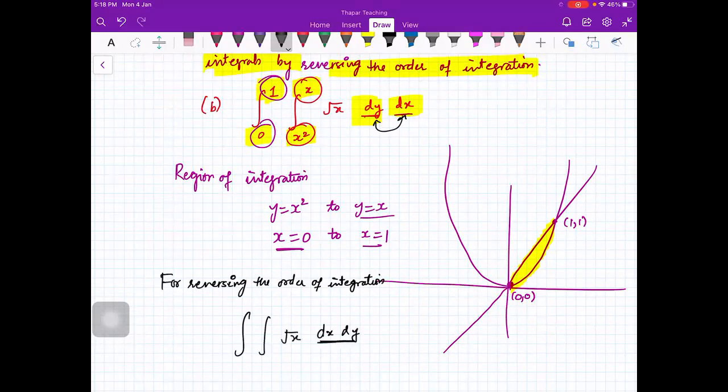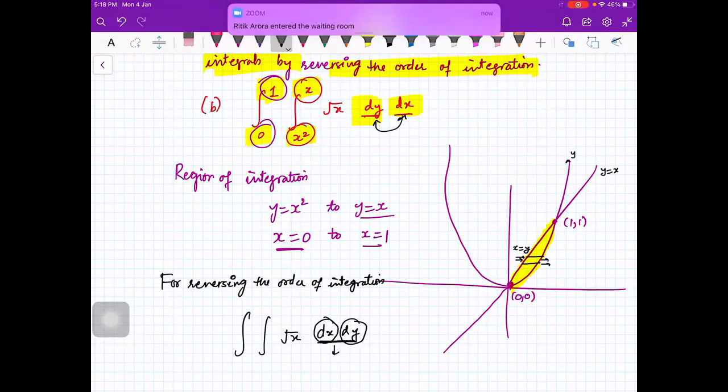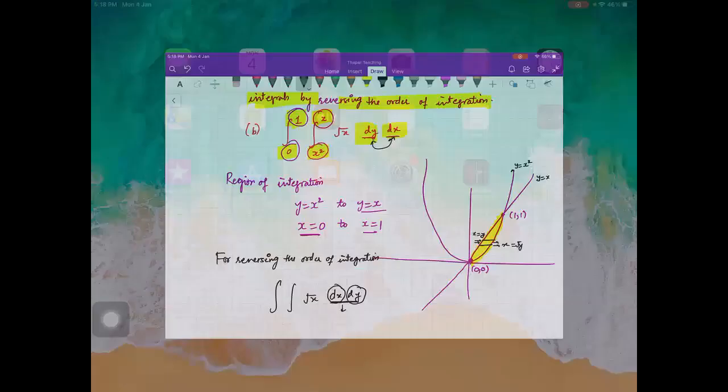For the limits, what you have to do? Can anybody tell me? If you want to integrate first with respect to x and then y, you will draw a horizontal line in your region of integration. Okay? And then you will note the entry point. Here, what is the entry point? Entry point is this straight line. So you have x is equal to y. This is your entry point, and this is your exit point. What is this exit point? This is this parabola, y is equal to x square. So that is x is equal to root y. So the exit point is x is equal to root y.